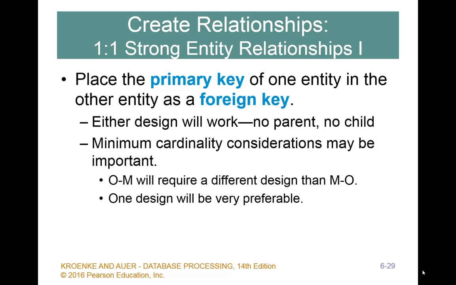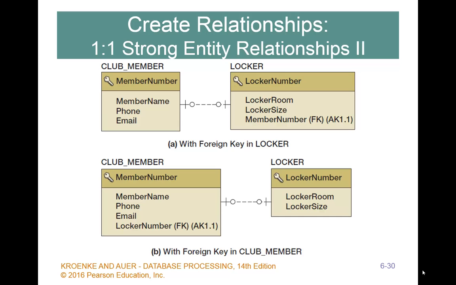But for now, in terms of our maximum cardinality as far as our foreign key placement, notice in this example with our two examples of club member and locker, either way it'll work, with a foreign key from member number placed into locker in our first example at the top, as well as the primary key of locker placed into member number as a foreign key in our second example in B. So either design will work if you have a one-to-one strong entity type relationship.